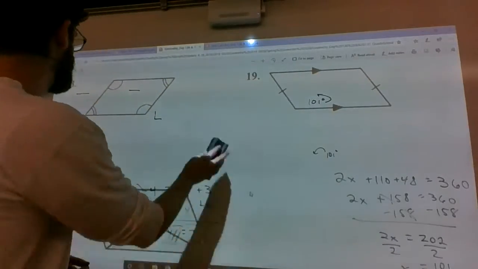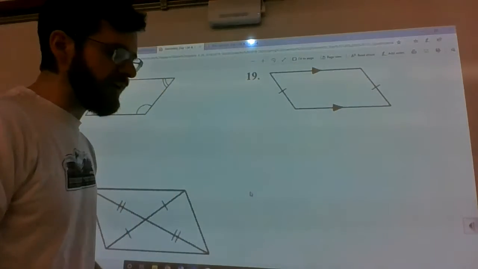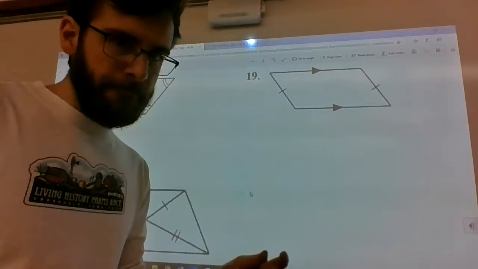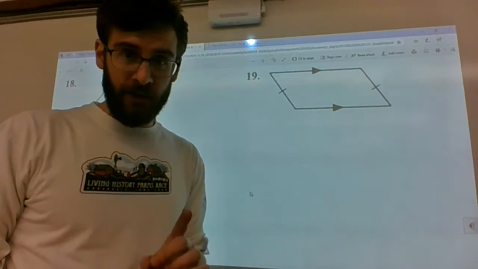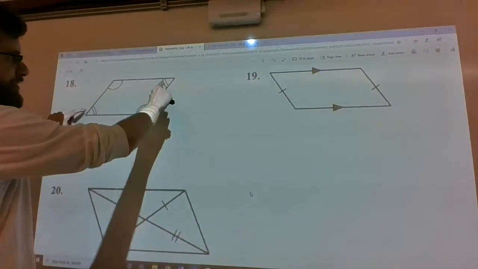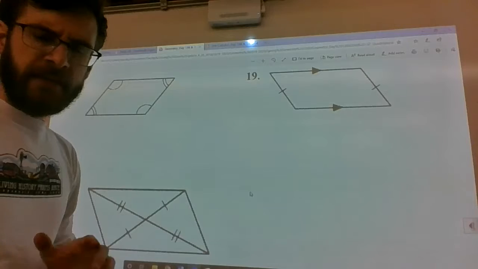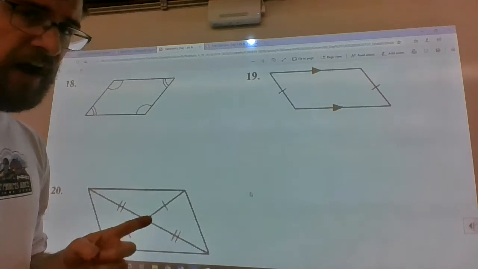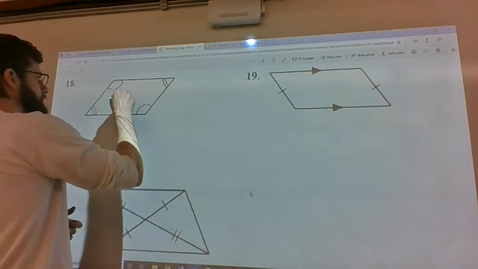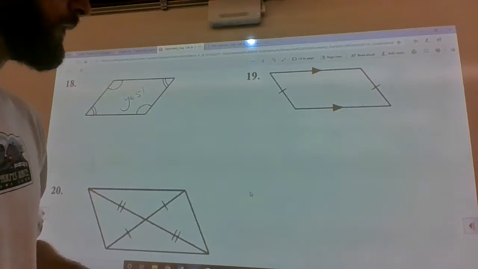All right, on 18 through 20, all we're given is a diagram of a quadrilateral, and they're asking us to say whether or not it is for sure a parallelogram or not. So this one has 2 pairs of opposite angles that are congruent. Yes or no? Is this a parallelogram? Because 2 pairs of opposite angles are congruent. The answer? Yes. It is a parallelogram. That's one of the staple definitions for it.